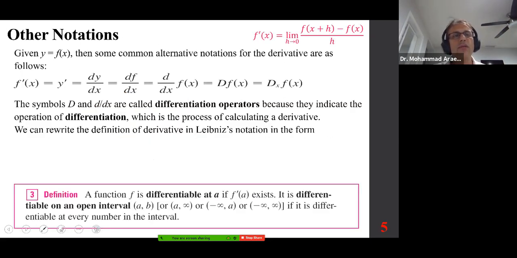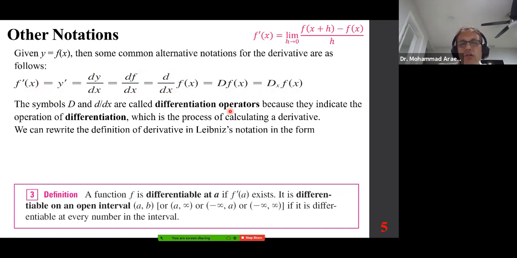So there are various ways of writing this. So there are different notations, okay? So if Y is F of X, we can say Y prime or F prime of X. We can say dy dx. We can say df dx. We can say d dx of F of X. We can say capital D of F of X. We can say capital D sub X of F of X, in which case we are telling the reader the independent variable is X, D sub X. That means differentiated with respect to X. And this is the differentiation operator, okay?